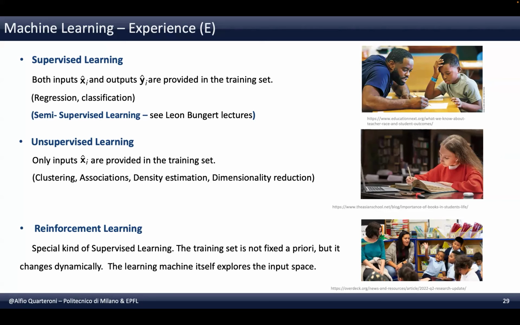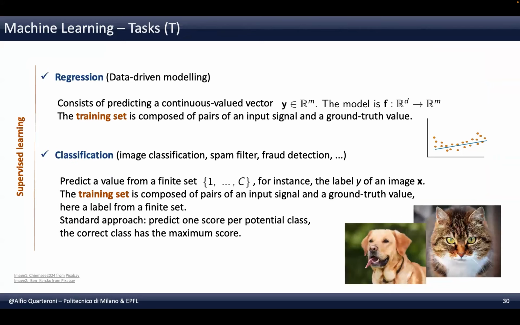So those are the three main approaches when we talk about training set and the experience part. The task: what can you do with machine learning? Which kind of problem would you like to solve? Well, regression: you want to predict, say, a function that is good enough in approximating the distribution of data.